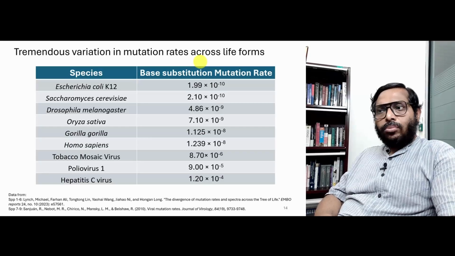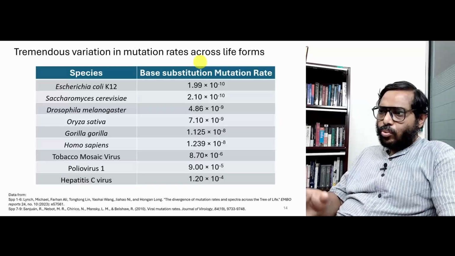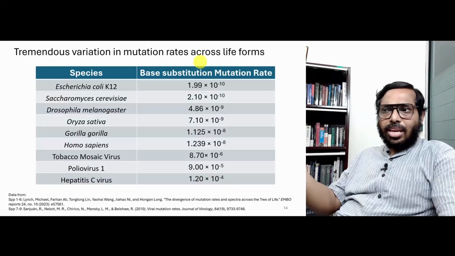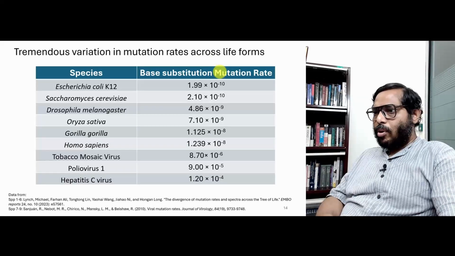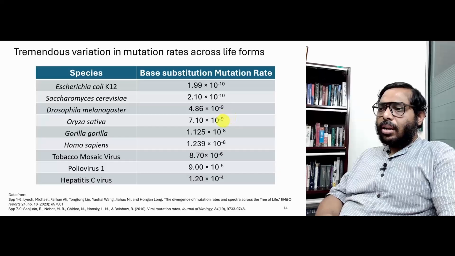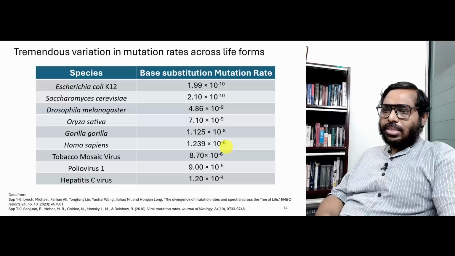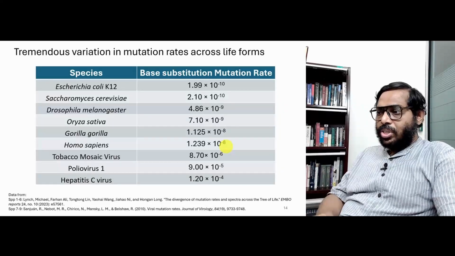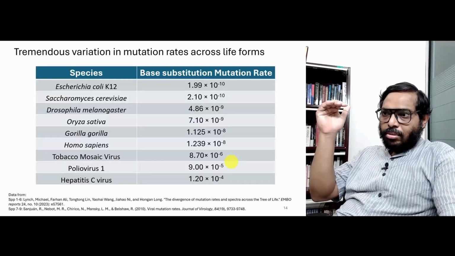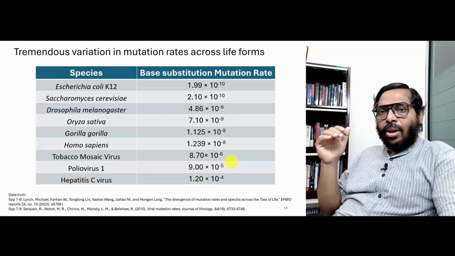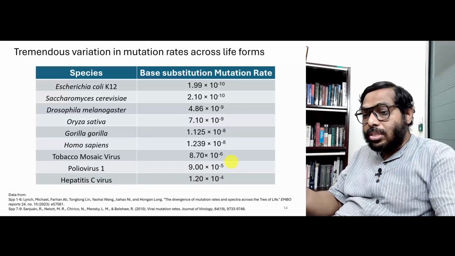As we all know, there is a tremendous variation in mutation rates across all life forms. For example, simple bacteria like E. coli have a per base substitution mutation rate roughly of the order of 10 to the power minus 10. Whereas Drosophila melanogaster is about 10 to the power minus 9. Homo sapiens, that is us, 10 to the power minus 8, and all the way up to the viruses, which can go as high as 10 to the power minus 5 or 10 to the power minus 4. So, comparing bacteria to virus, you have everything going between 10 to the power minus 4 and 10 to the power minus 10, that is about 6 orders of magnitude.